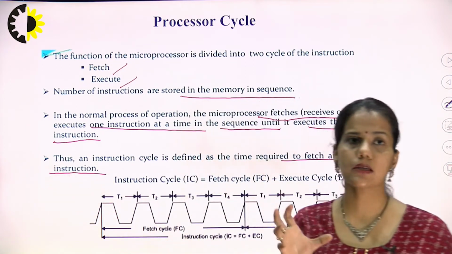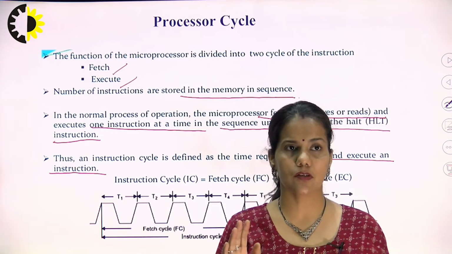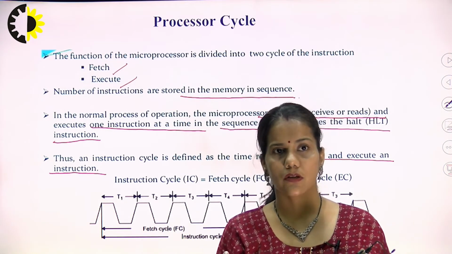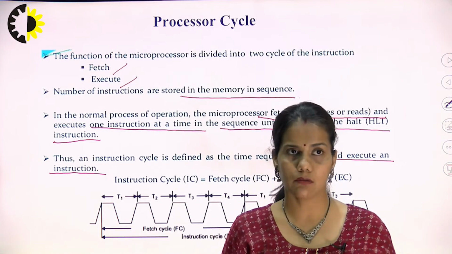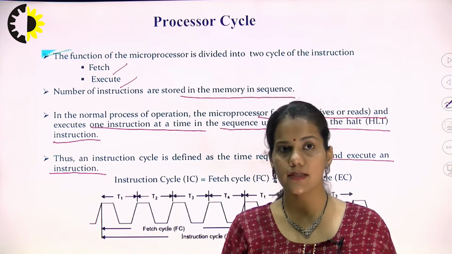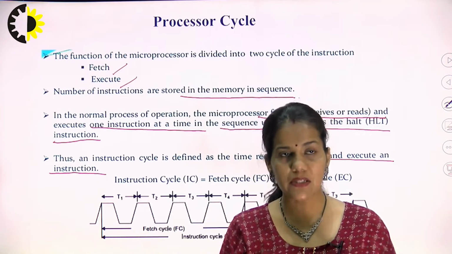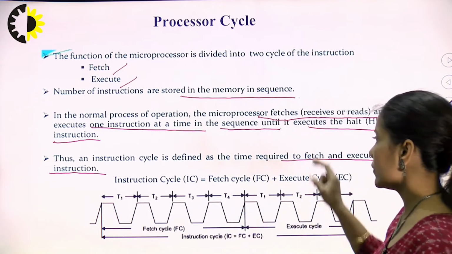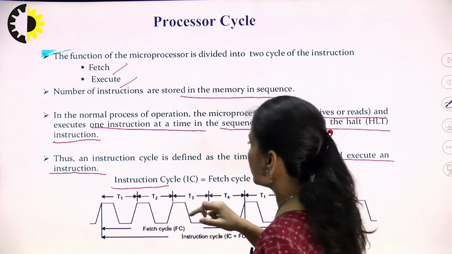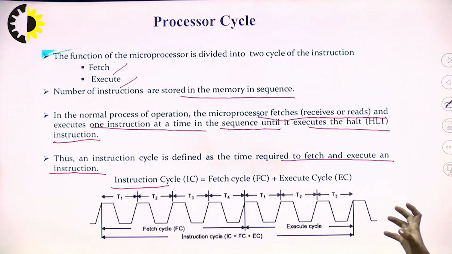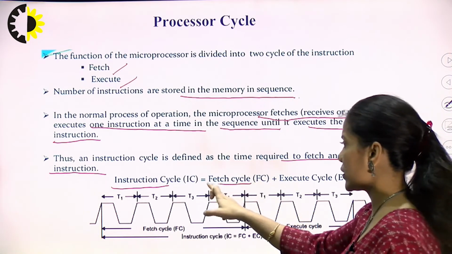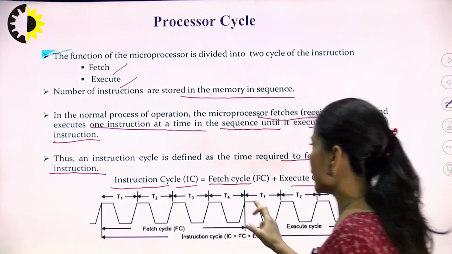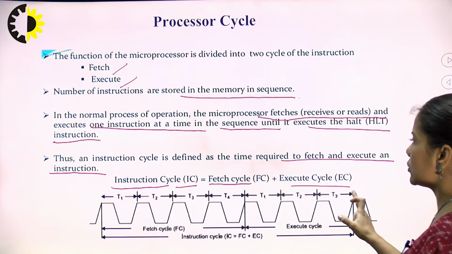So, the very basic function which is a part of every instruction is the fetch cycle. Whenever we want to execute a certain instruction, first of all it is fetched from the memory. So, the fetch machine cycle is the compulsory machine cycle which is present in each and every instruction. Every instruction is composed of two machine cycles, that is, a fetch cycle and an execute cycle. So, we can say that the instruction cycle is a combination of fetch cycle plus execute cycle.